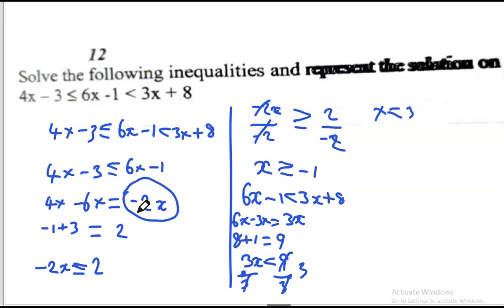So look at what we have earlier. In the first one, x is greater than or equal to negative 1, and in the second scenario we have x less than 3. So what will be our final answer? Our final answer therefore is negative 1 is less than or equal to x, and x is also less than 3. So this is the solution to the given question.